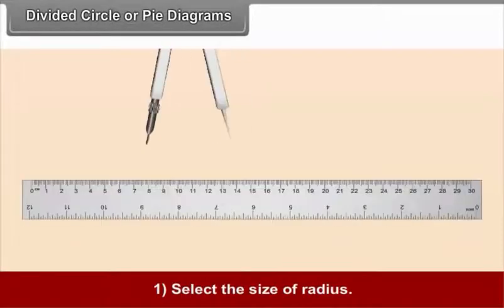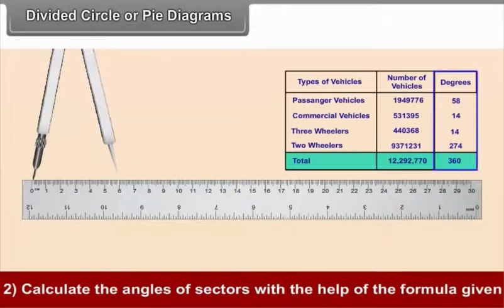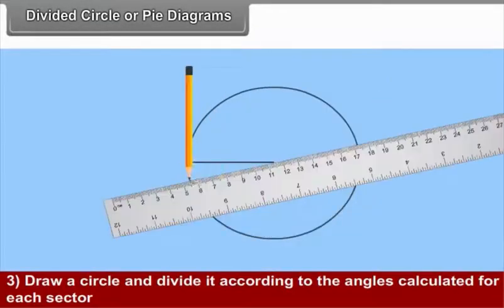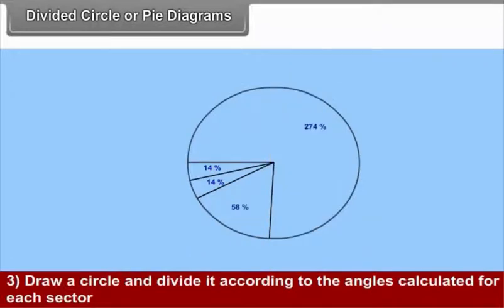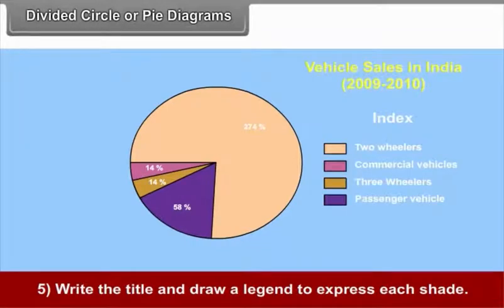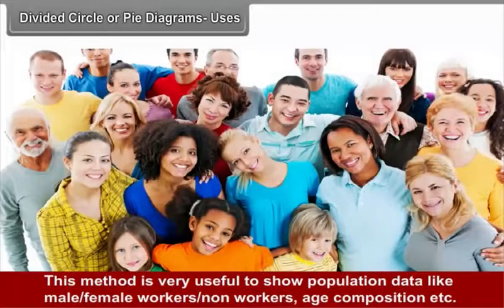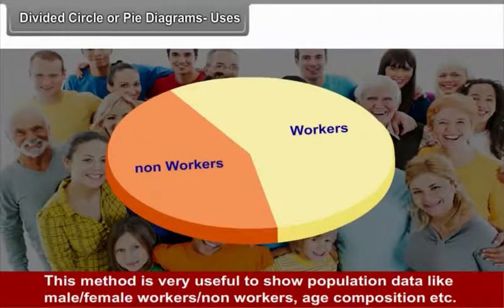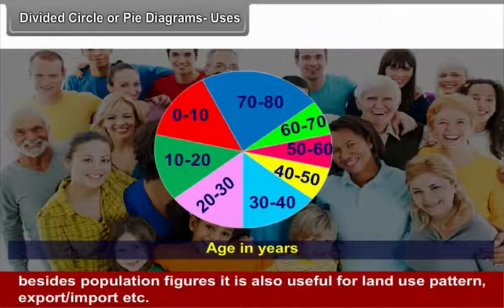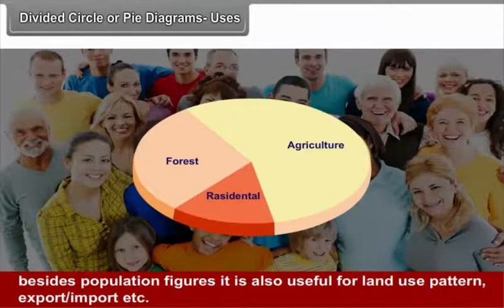Method of drawing. 1. Select the size of radius. 2. Calculate the angles of sectors with the help of the given formula. 3. Draw a circle and divide it according to the angles calculated for each sector. 4. Shade the sectors. 5. Write the title and draw a legend to express each shade. Uses: This method is very useful to show population data like male-female, workers-non-workers, age compositions, etc. Besides population figures, it is also useful for land use pattern, export-import, etc.